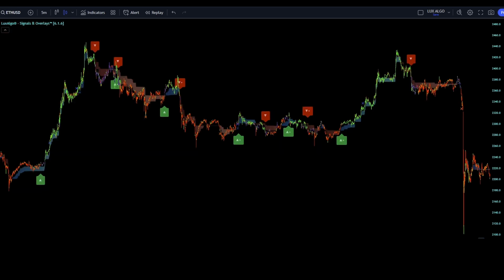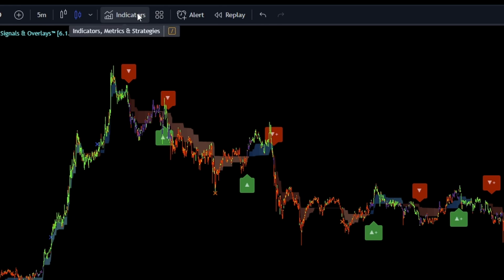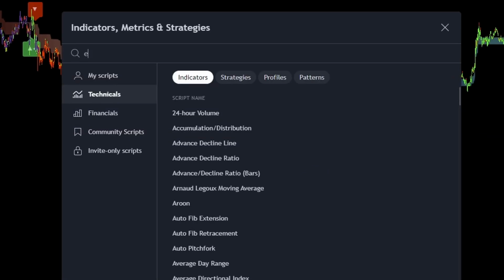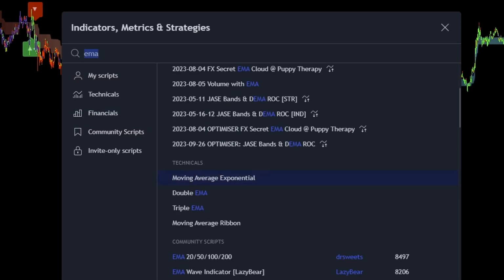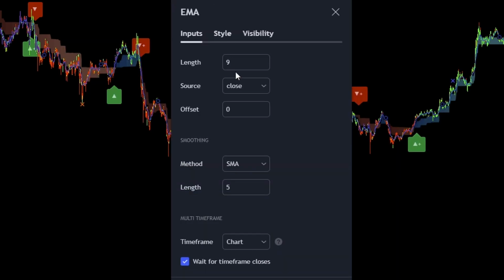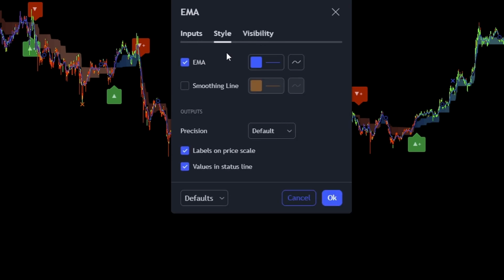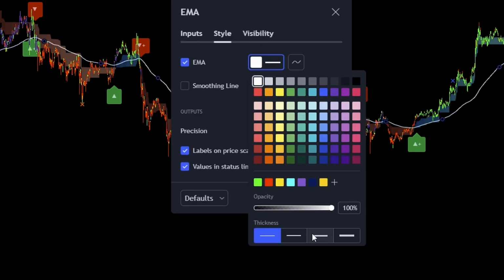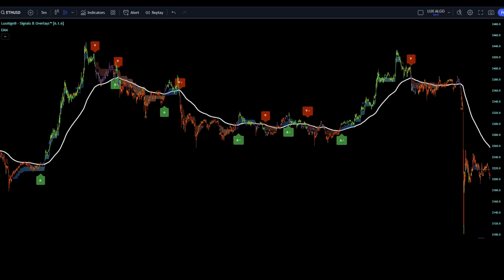Here's a pro tip for those just starting in trading. If you're unsure about which trades to make, try adding an exponential moving average to your chart. Set its length to 200. This EMA line helps you see the trend direction. Use it to guide your trades. Go for long trades when the buy signals are above the EMA line, and go for short trades when the sell signals are below the EMA line.